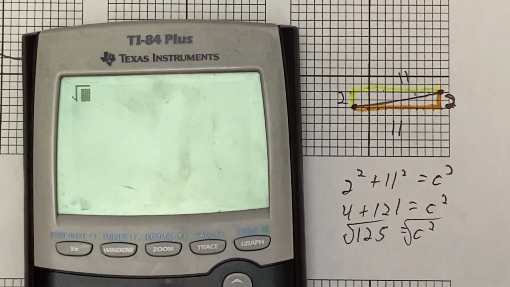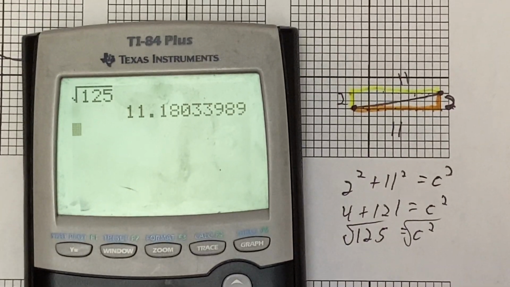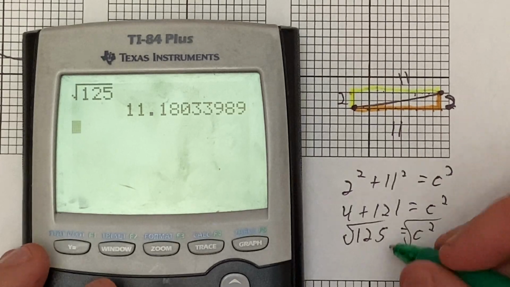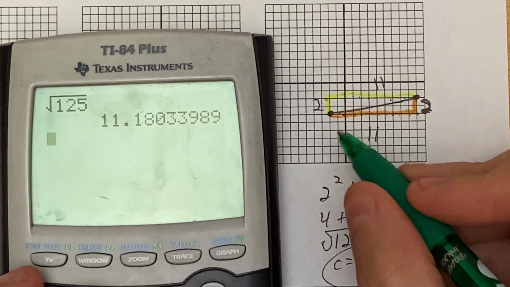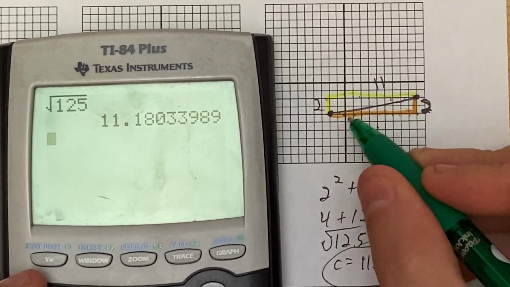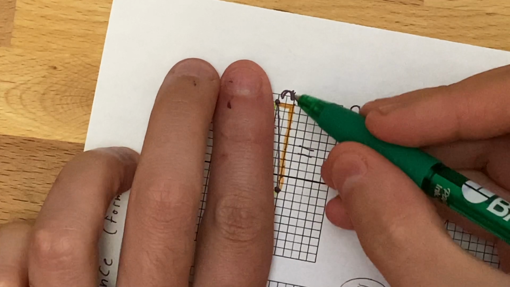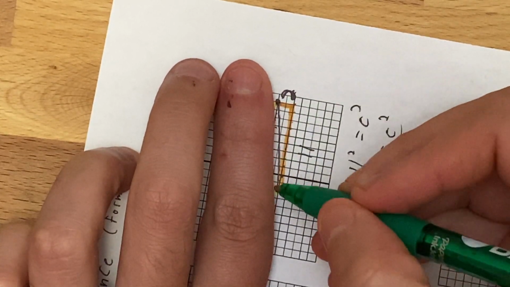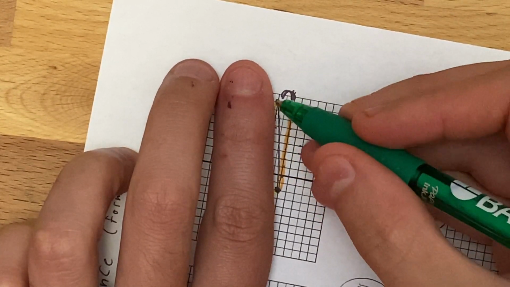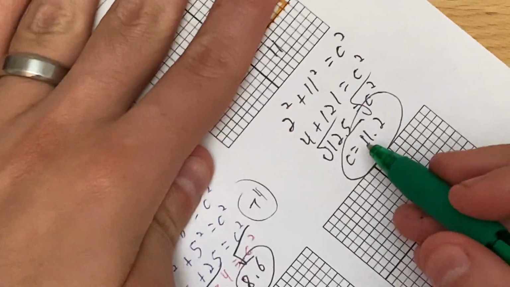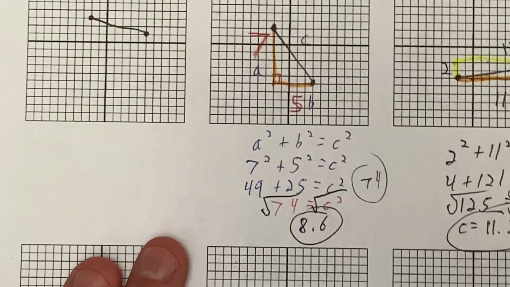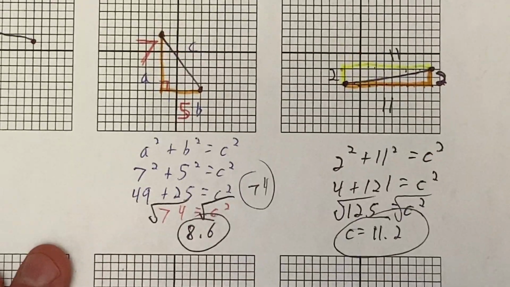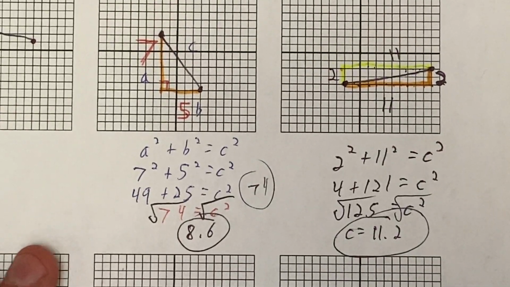So square root of 125 is 11.2. So yeah, definitely believable there. This length and this length, if you just think about it, they look like they're pretty much the same distance. This looks like the same distance as that, except it's a little bit longer. And sure enough, 11.2 instead of 11. Okay. Yeah, so that's how you do it when it's in a graph.